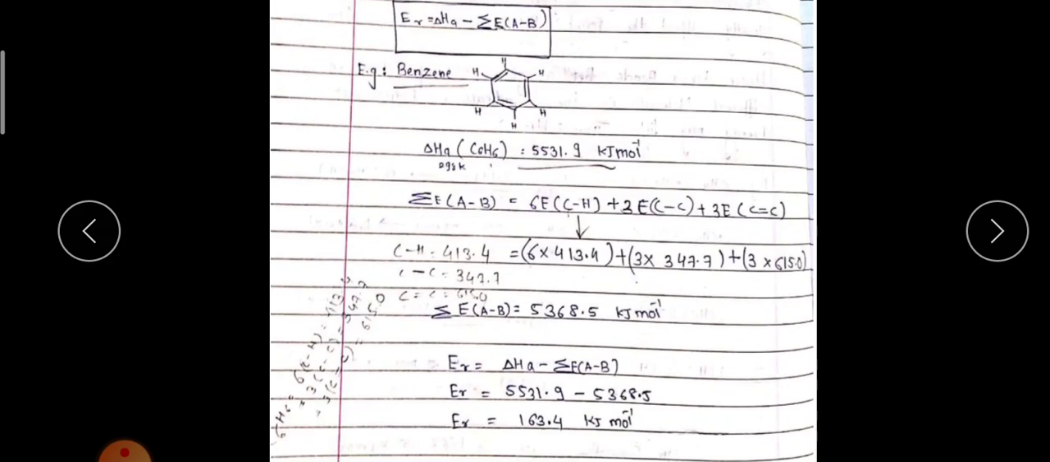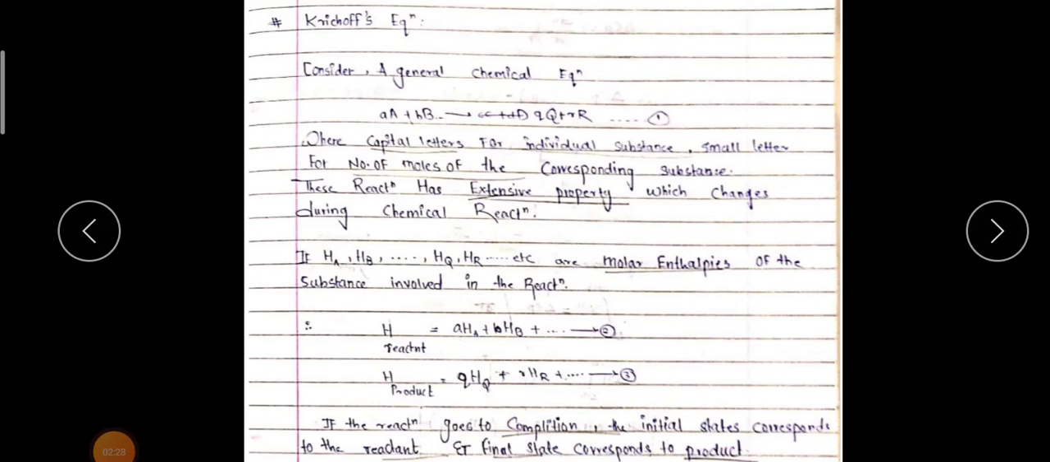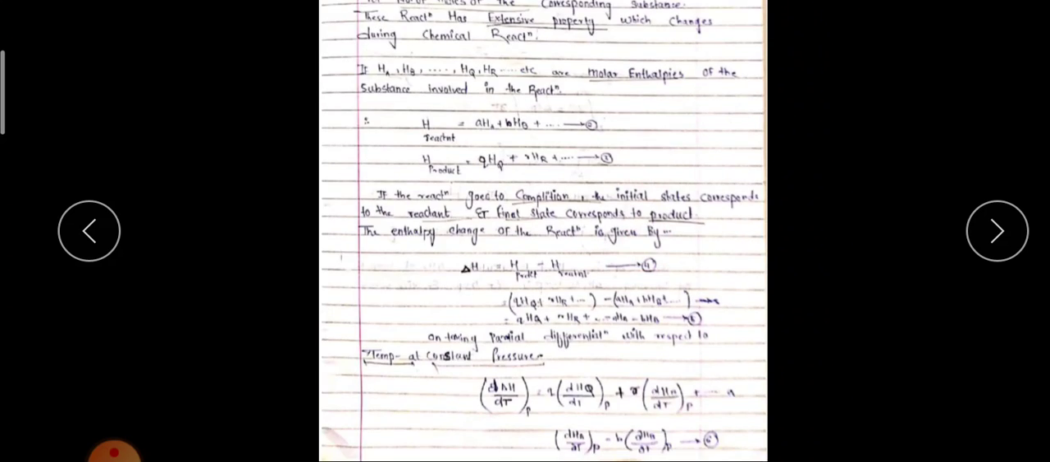Benzene is given as an example here. You can go through this particular thing. But here we just have the MCQ, that's why I am only highlighting the MCQ. Then the Kirchhoff equation. That equation is very much important. That may come in the exam.